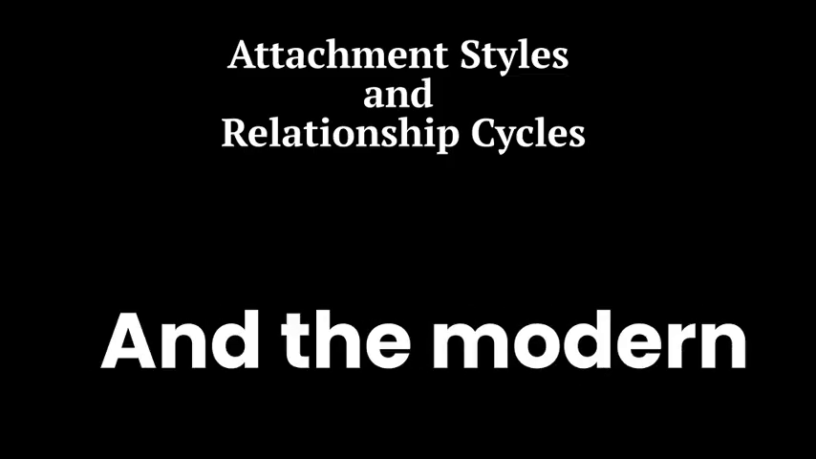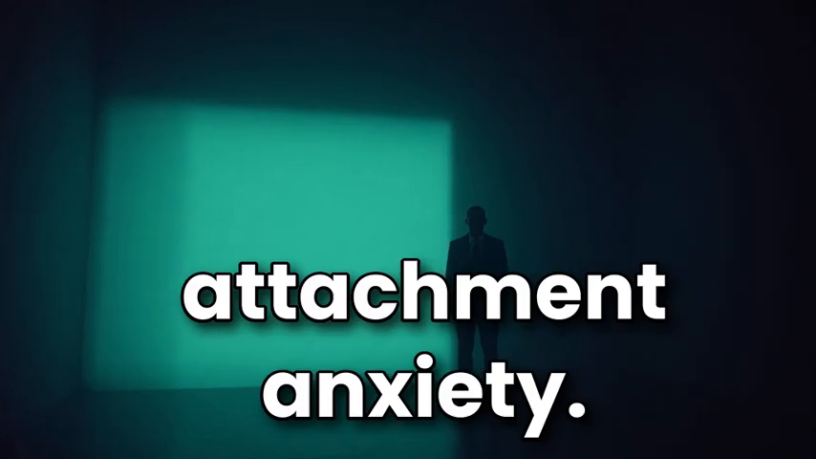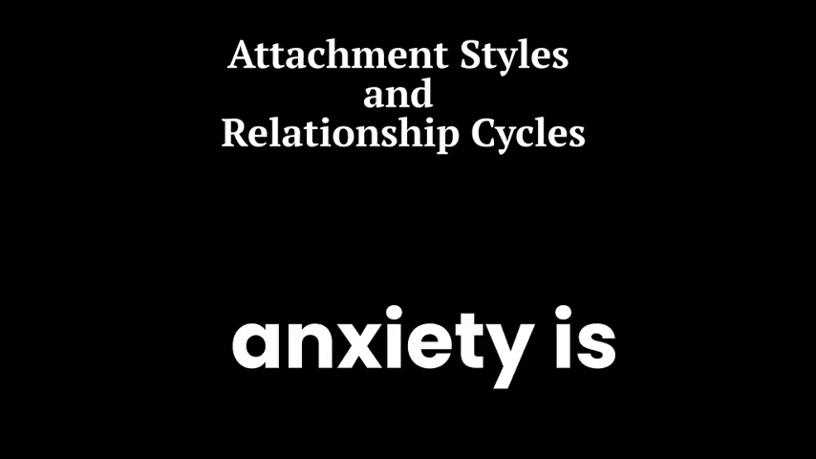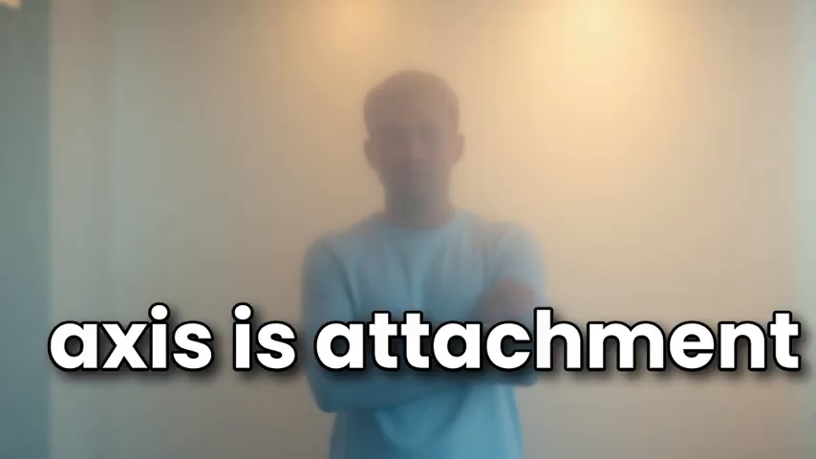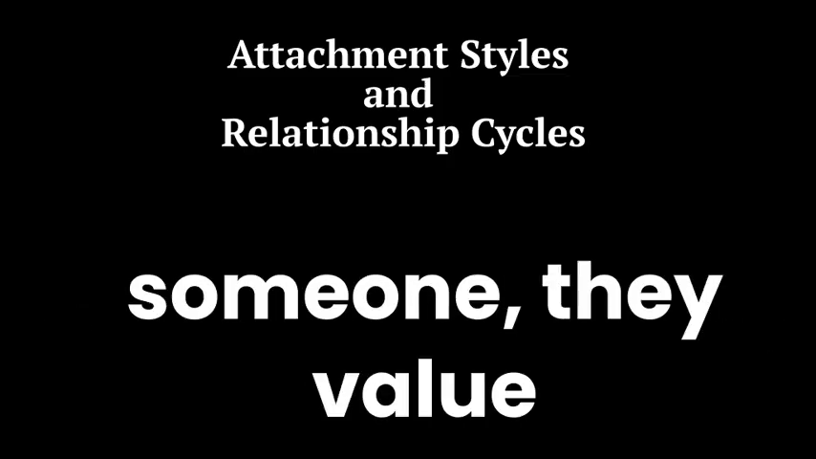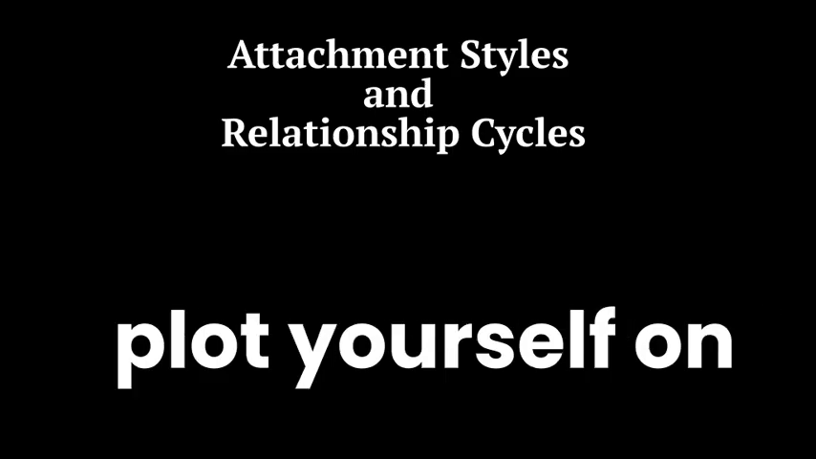And that shapes everything. And the modern research makes this so much cleaner by boiling it all down to two critical axes or dimensions. First, you've got attachment anxiety. That's a fear of rejection, right? The fear of abandonment. Yes, someone high in anxiety is constantly scanning for threats. They're hypervigilant. Then the second axis is attachment avoidance. This is more of a discomfort with real closeness, with being vulnerable or depending on someone. They value self-reliance above all else. It's a defense mechanism. So you can sort of plot yourself on those two lines.